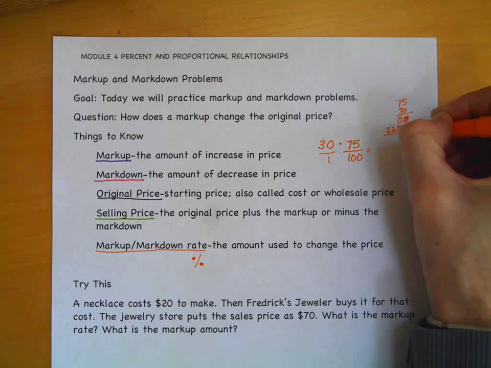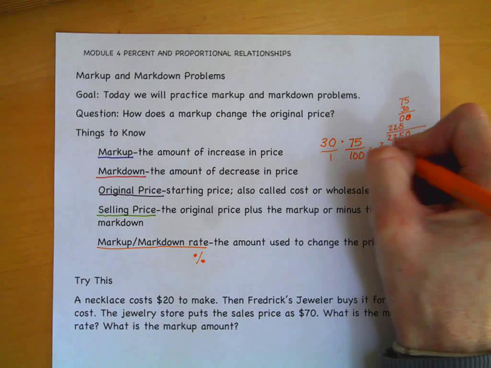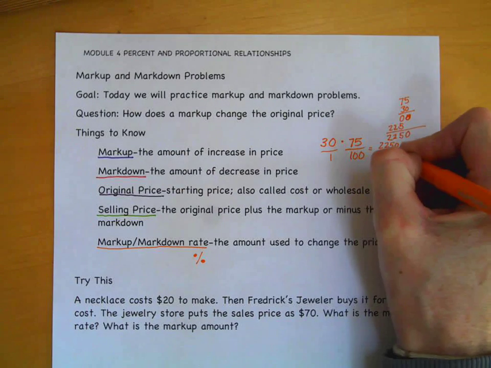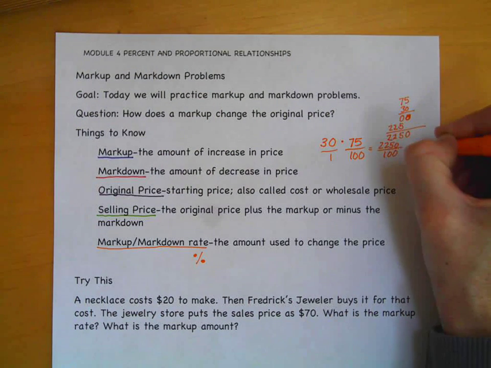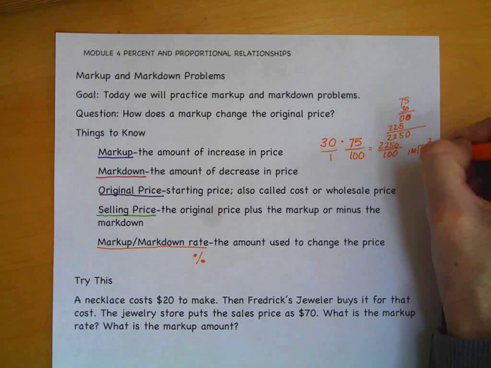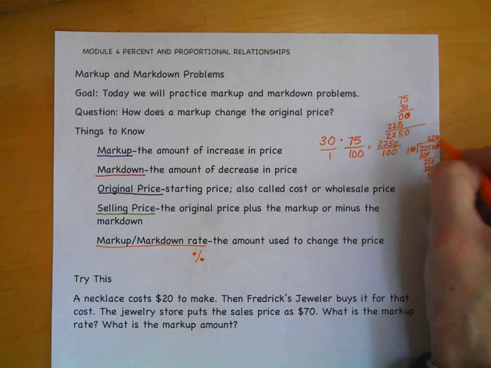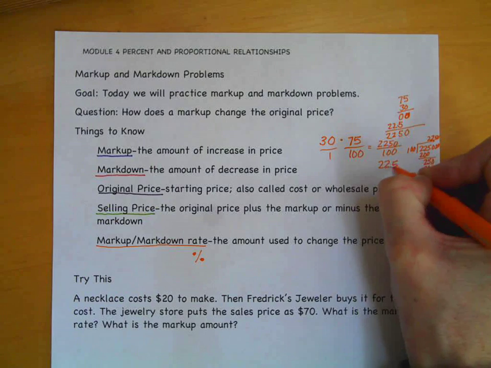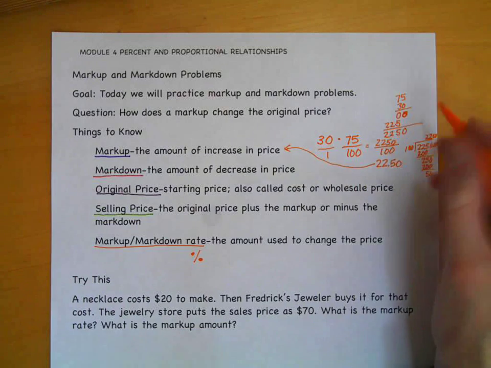That gives 2250, and then that number, 2250, is divided by 100. So we're taking 2250, dividing it by 100, and bringing down your decimal point two places, and you get 22.50. So $22.50 is the markup price.